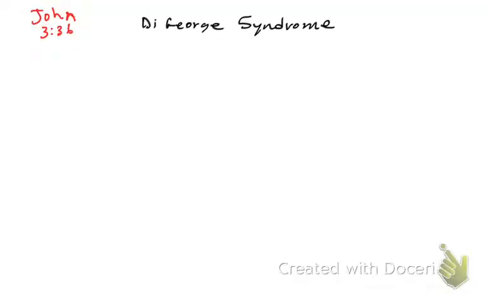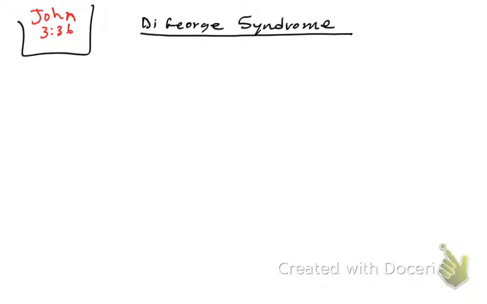But before we continue, I would like to share with you John 3:36, which says that whoever believes in the Son has eternal life. Whoever does not obey the Son shall not see life, but the wrath of God remains on him. Now, my question for you is, do you believe in the Son? Do you have the certainty that you have eternal life when Jesus comes the second time? Okay. So keep that in mind, and let's now talk about DiGeorge syndrome.